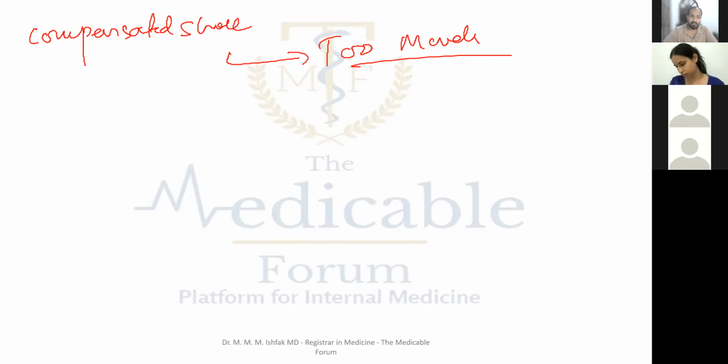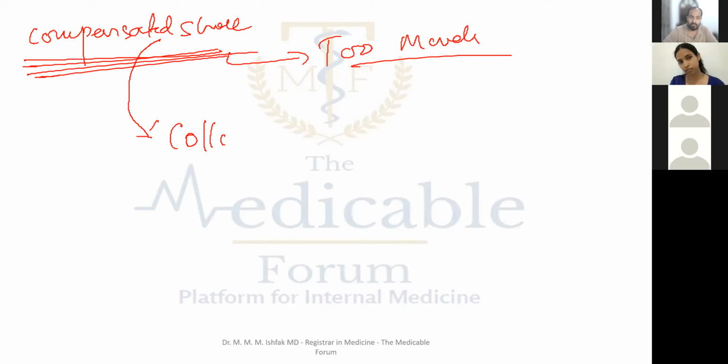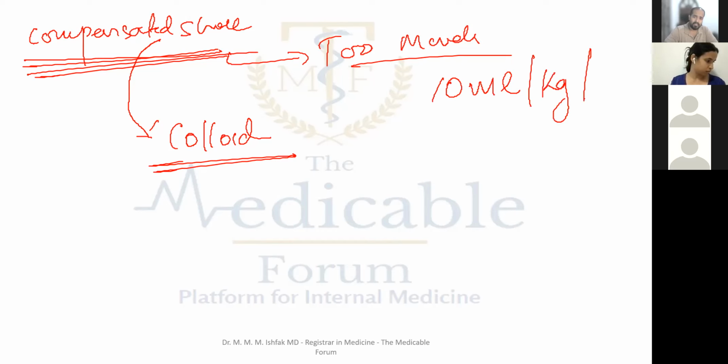Now here, although you have to follow the guideline, you have to skip certain steps and directly go into colloid. So colloid is the option here. Now what does this colloid do? Now I told you that you have to give colloids as 10 ml per kg over 1 hour. Now why do you give this?